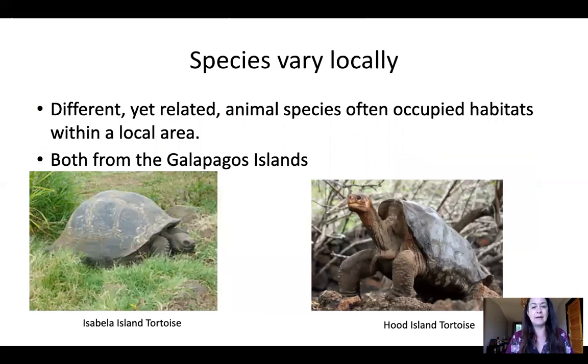Varying locally is, these are an example of tortoises that live on in the Galapagos Islands. So they're both tortoises and they're different, but they also have similar traits. So even though they're related, they still show some different traits depending on the habitats that they're in within the same area. So not varying across the globe, but now within the same area, but different traits still.